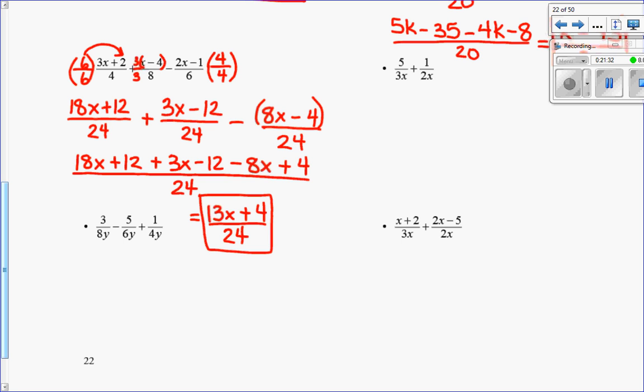Are there any non-permissible values in our denominator? No, because we don't have any variables in this denominator.